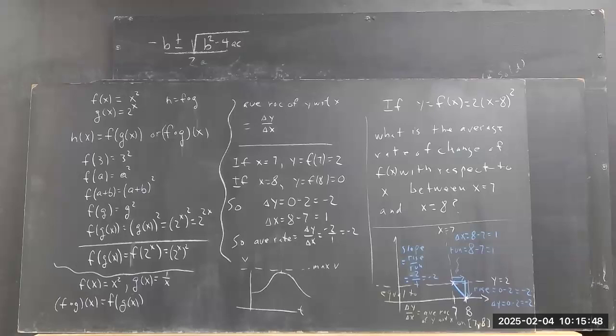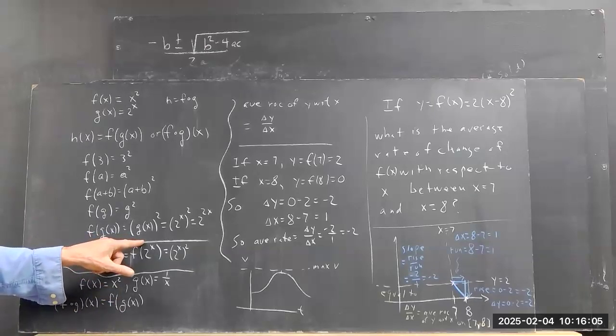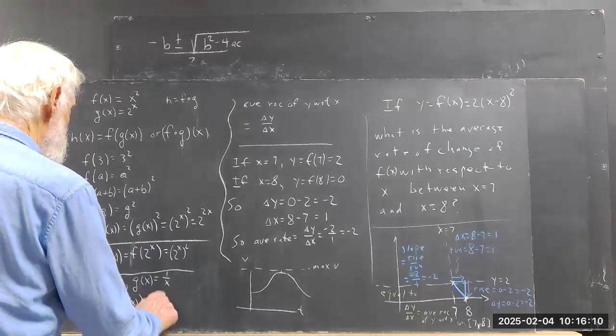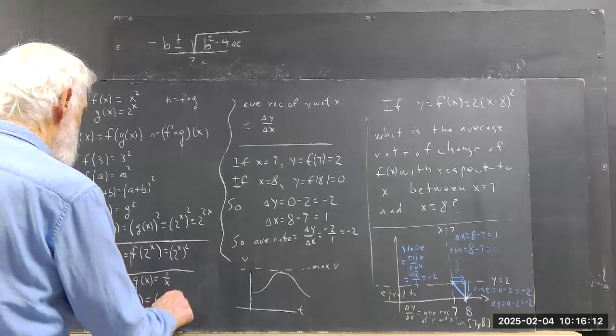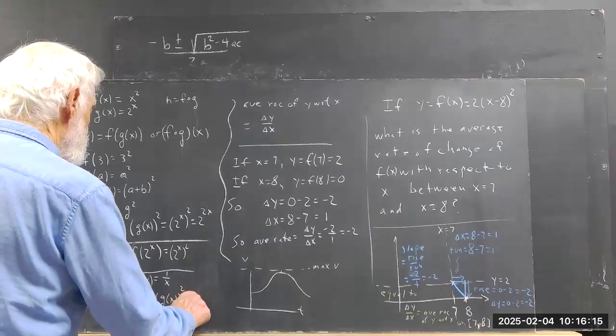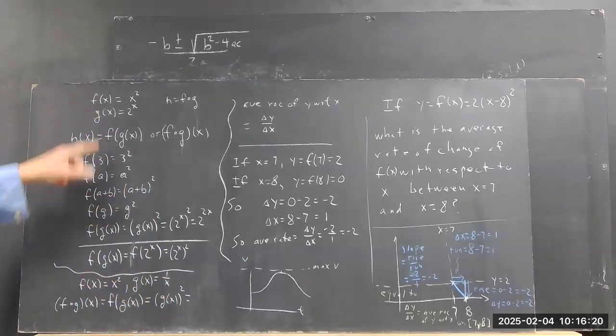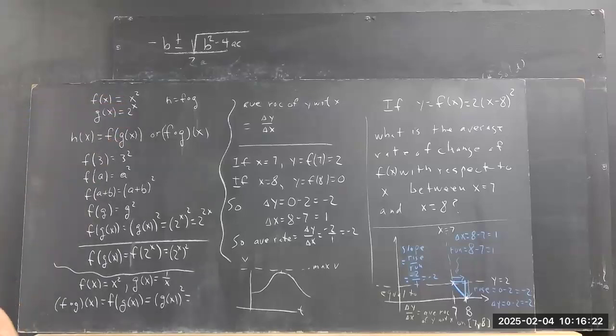Now, a couple of things. F circle G of X is always F of G of X, right? And if F of X is X squared, then what's F of G of X? Well, same thing as up here. F of G of X is still G of X squared. That's no different than what you had up here when F of X is X squared, right?